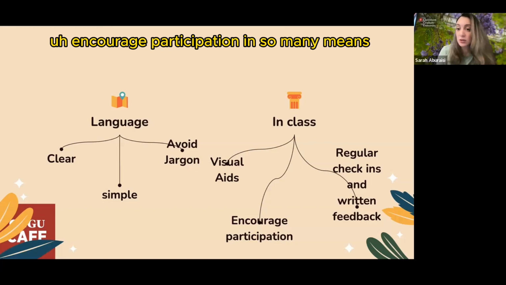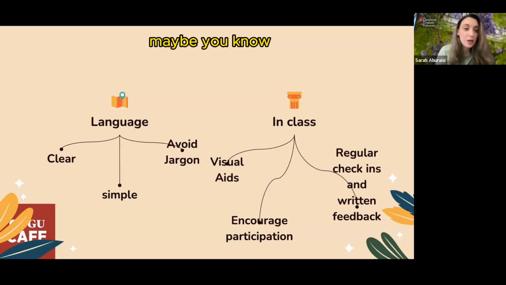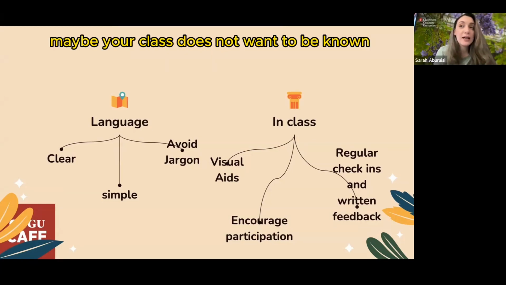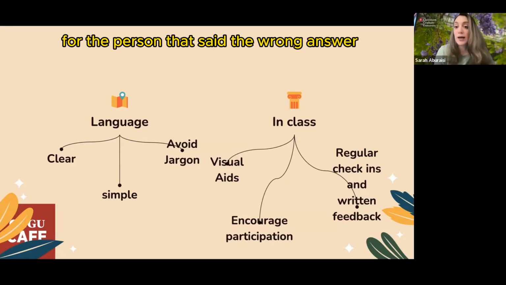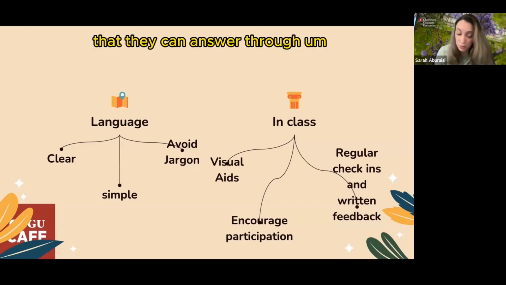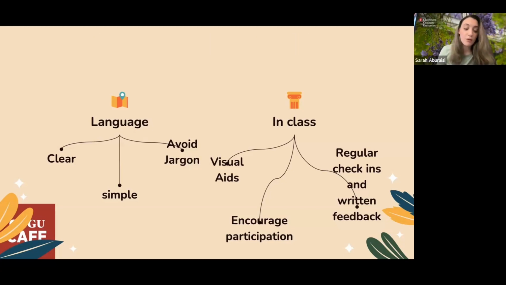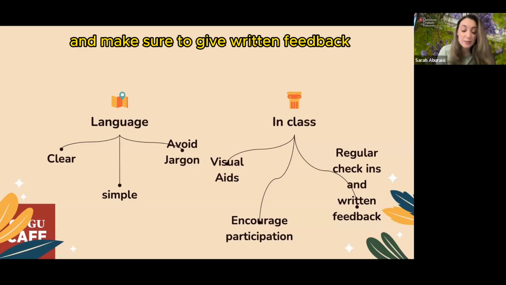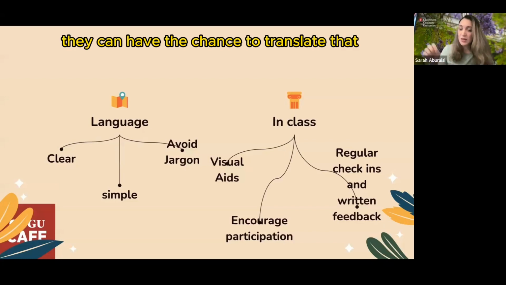Encourage participation through many means. Maybe your class does not want to be known for the person that said the wrong answer. Make sure that you have something anonymous that they can answer through. Regular check-ins as well, and make sure to give written feedback. So if the language is a barrier, they can have the chance to translate that.